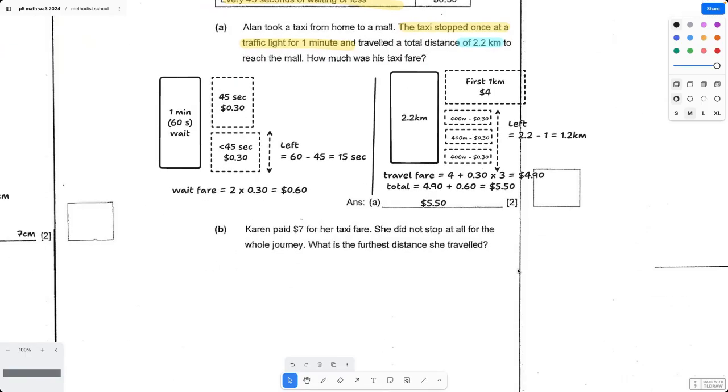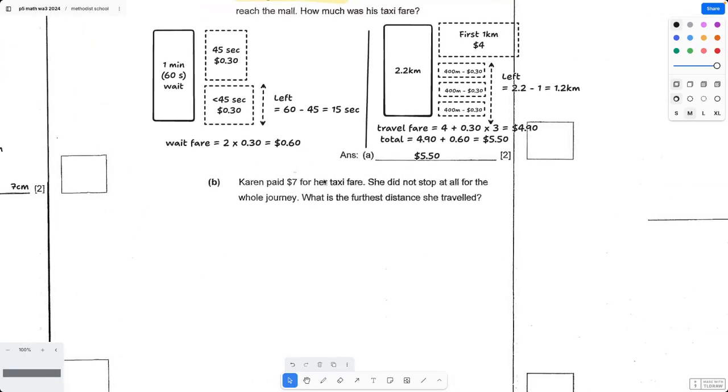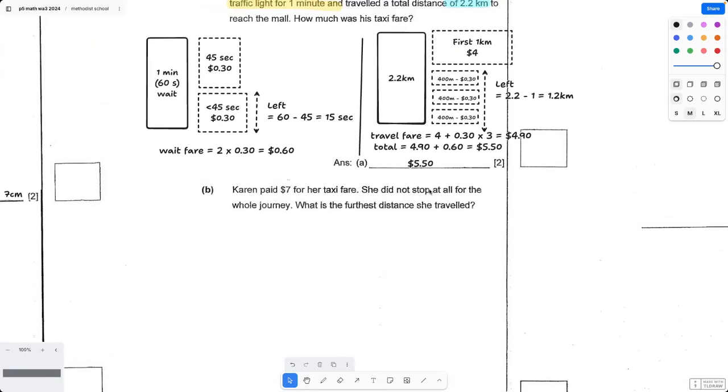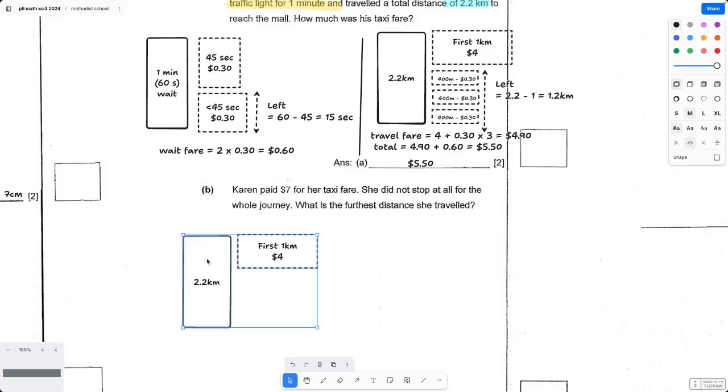All right, let's move on to the next question. Karen paid $7 for a taxi fare. She did not stop at all. What's the furthest distance? Similar to this, this is instead $7, right? And then we have 30 cents for each block over here.